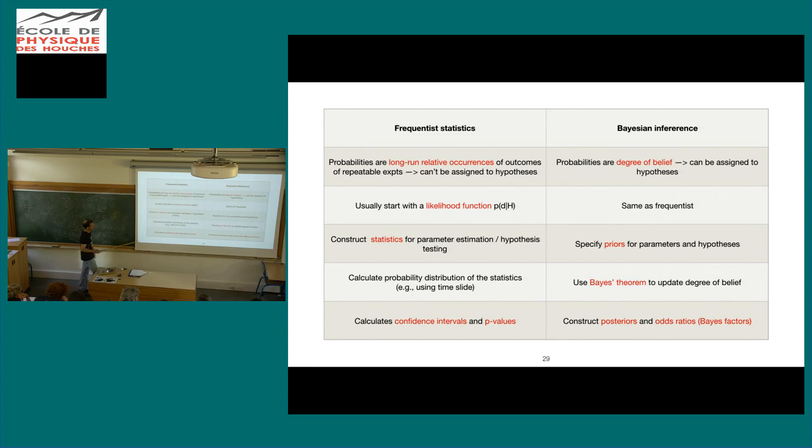For a Bayesian, on the other hand, you use Bayes' theorem to take your prior degree of belief in a particular hypothesis or model and update that in light of new data. A frequentist calculates confidence intervals on parameters and p-values to decide whether to accept or reject a particular model. For a Bayesian, what you do instead is construct posterior distributions for your parameters and calculate odds ratios or Bayes factors to compare one model to the other. So this is a very brief one slide summary comparing frequentist and Bayesian inference.